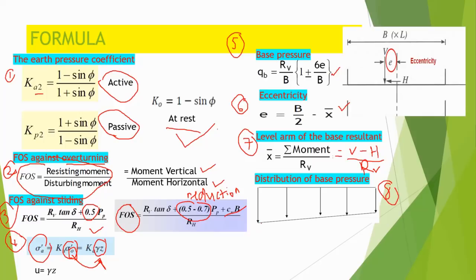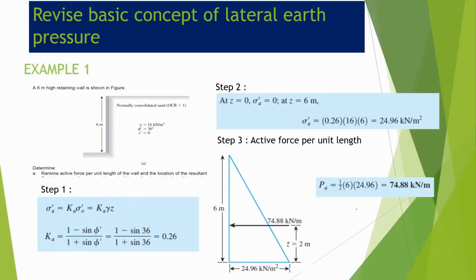Kenapa ada dua? Sebab kita ada positive and negative value. Okay, so that's why you letak positive dahulu, you can get the value. And then, you put the negative, and then you get the value. So, you have two values, minimum and maximum, okay, for base pressure. That's why these two base pressures are developed, okay. So this formula you need to memorize everything. It's very, very important, okay.